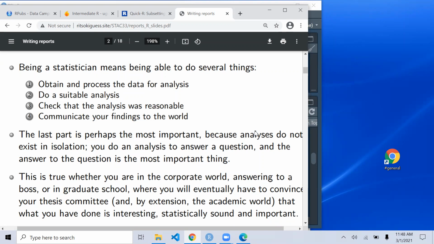So it's not enough to obtain your data and do a suitable analysis. Even if you have beautiful plots and all your statistics were correct, and then when you got to the last part where it says communicate your findings to the world, it wasn't coming across clearly, it's still not enough, because no one's going to be able to read your analysis by itself. It has to come together with what you're saying basically, right? You need to be able to communicate and convey your findings adequately, right?